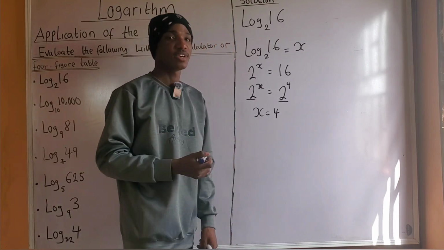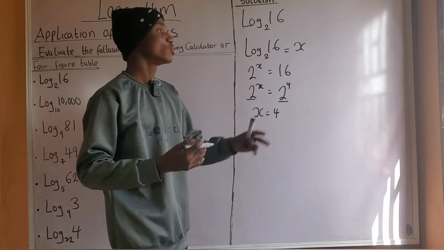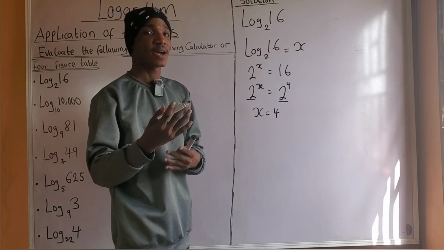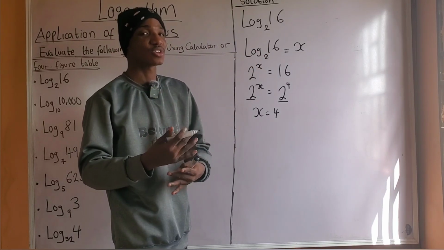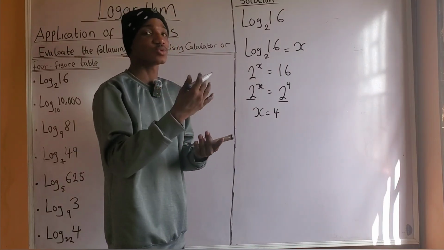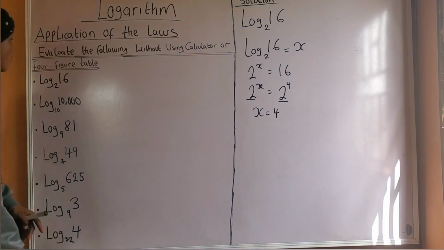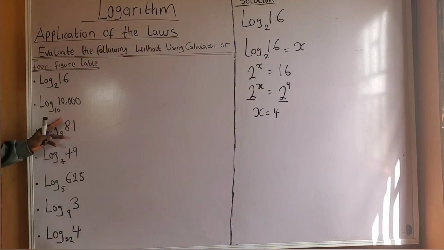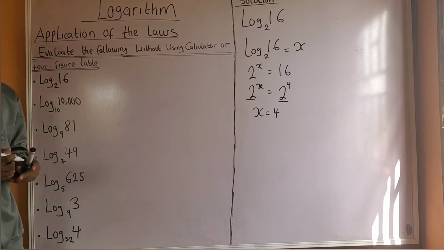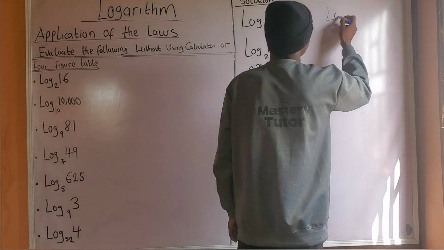This method is called the index form of logarithm. That is, you set the logarithm equal to a letter, and then you rewrite the logarithmic equation in index form. Okay, now let's look at the second question. We have log 10,000 base 10. I'm going to solve this question using the second method, which is the log of a power.